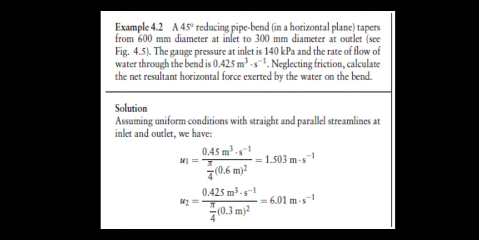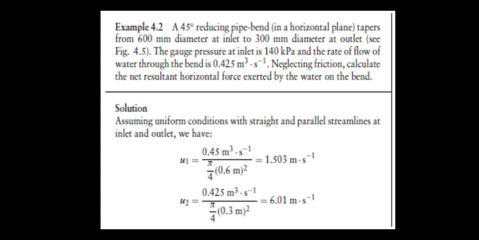So it drastically reduces from 600 to 300, right? Now what is the angle it is making? At a 45-degree angle. Now the gauge pressure at inlet is 140 kilopascals and the rate of flow of water through the bend is 0.425 meter cube per second. Neglecting the friction, calculate the net resultant horizontal force exerted by the water on the bend.